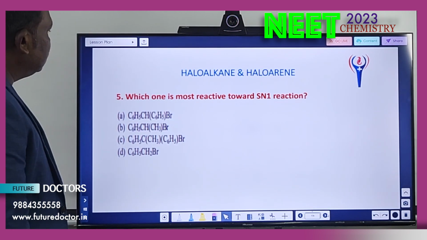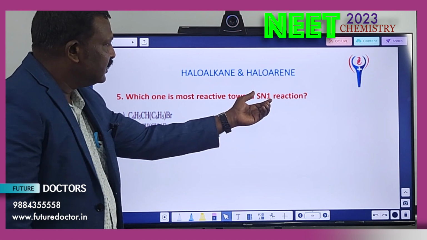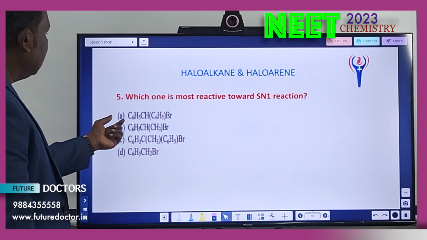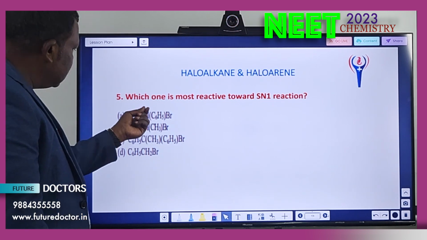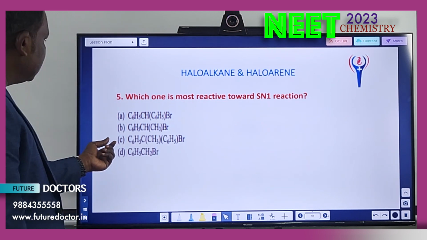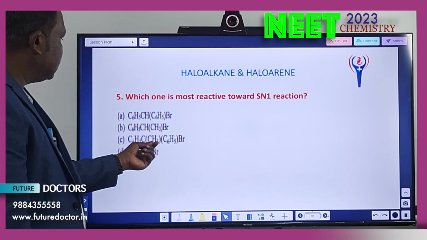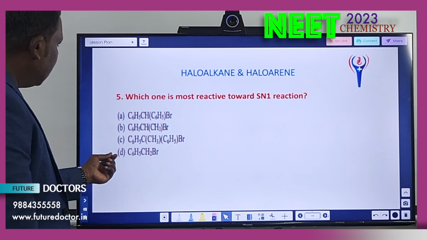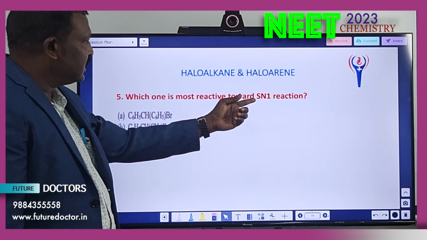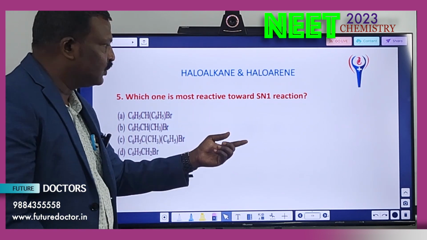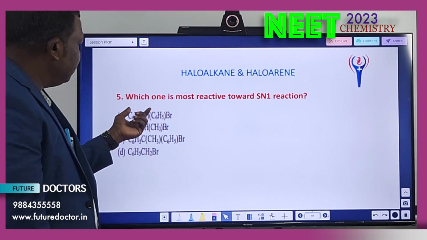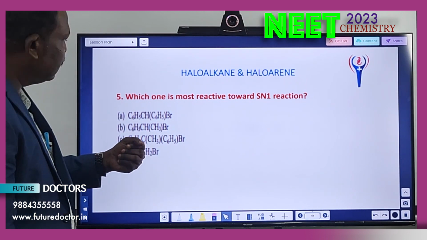Fifth one. Which one is most reactive towards SN1 reaction? That's the question. So we have to find out which one is most reactive. Here, option A, C6H5CH2Br. Option B, C6H5CHBr. Option C, C6H5CH3Br. Option D, C6H5CH2Br. So here some follow SN1, some follow SN2. Which compound is favorable towards SN1? If we know that, we can easily find out among the four which one will be the answer. Understood? Next one.